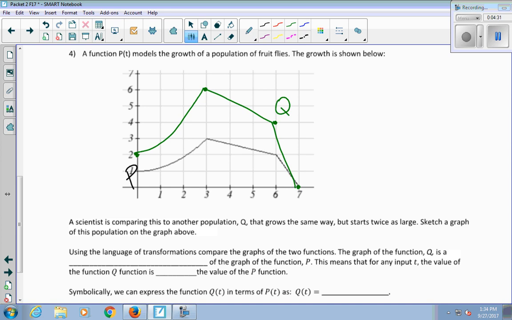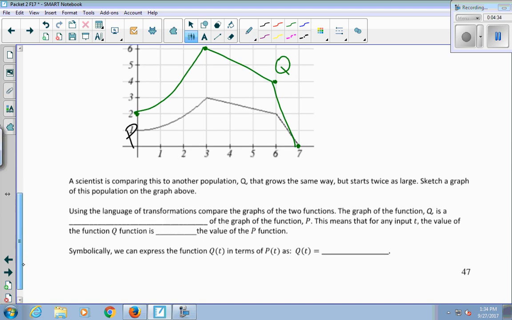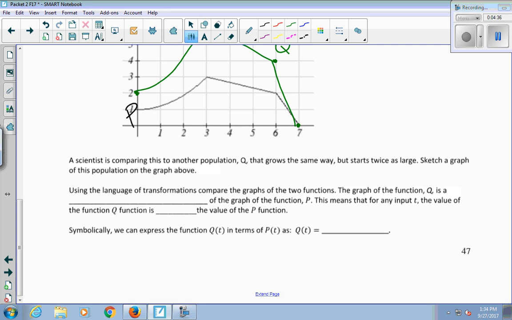Okay, so using the language of transformations, I want to compare the graphs of the two functions. The graph of Q is a vertical stretch of the function P, and that means that for any input t, the value of the function Q is 2 times the value of the function P, or twice. It's 2 times as big. Symbolically, I would write Q of t is 2 times P of t.